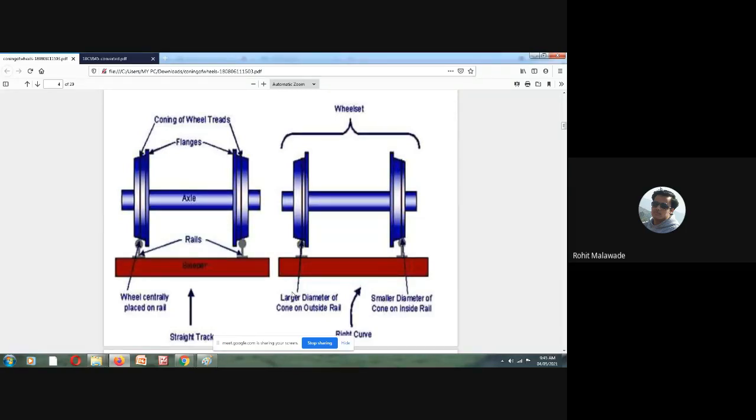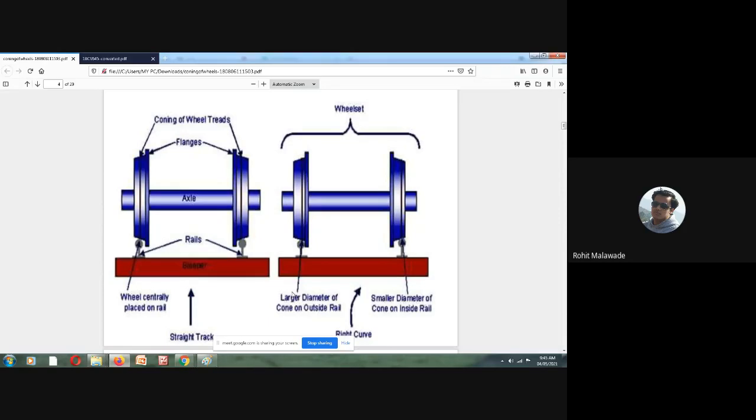Okay, now the coning of wheels on curves is not of much use, and the leading axle, due to its centrifugal movement, as it is going to move outside, right? It is going to prevent the derailment. Okay, now there is no free lateral movement of the wheels, right?